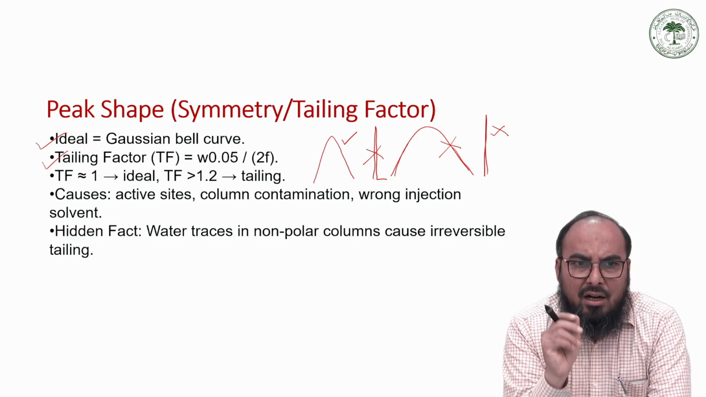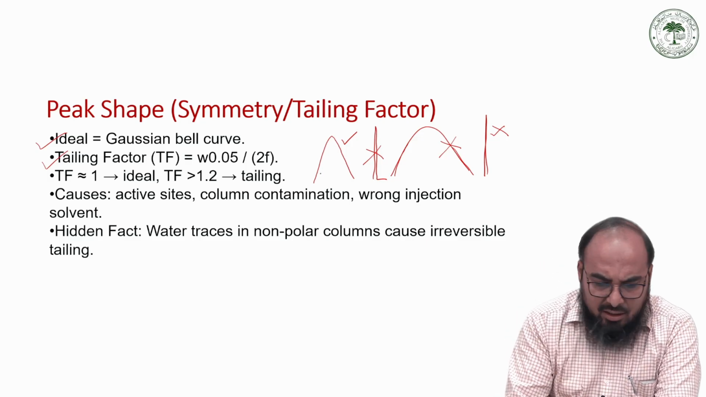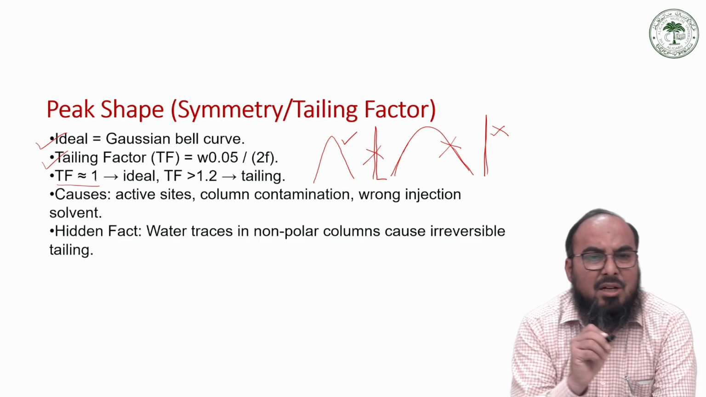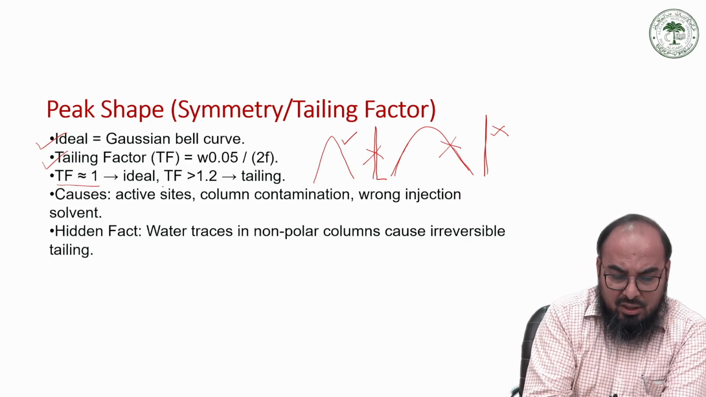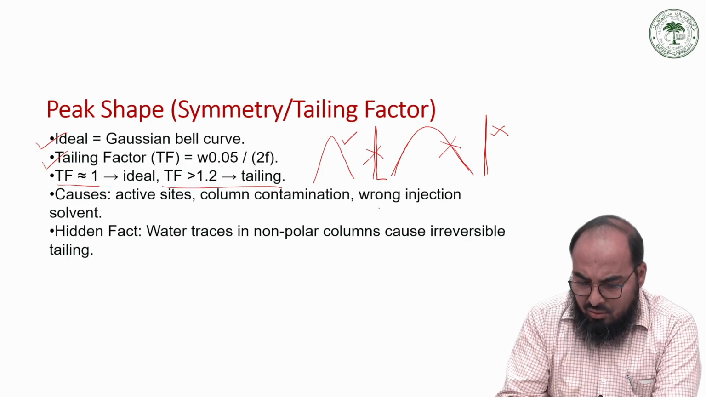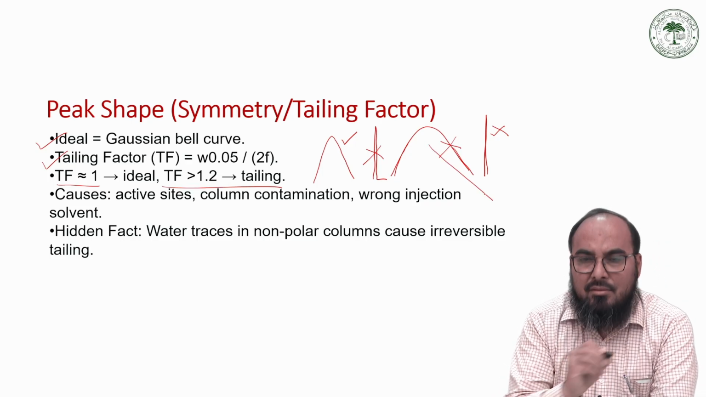So for an ideal peak, the tailing factor must be close to 1. But if it is greater than 1.2, then it implies tailing, that is, it is tailing like this.